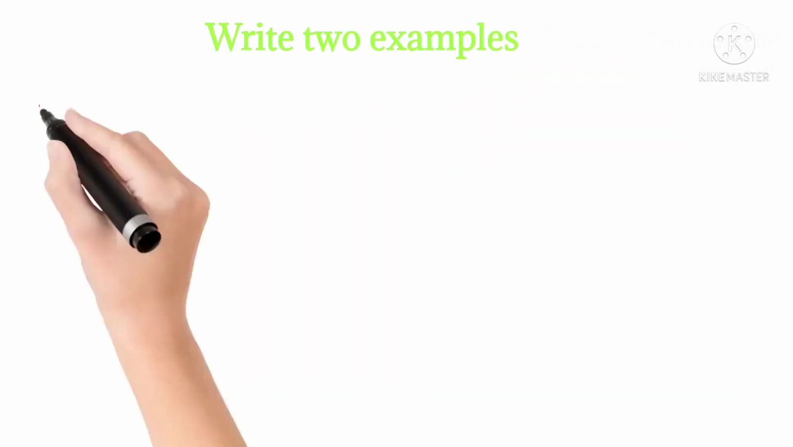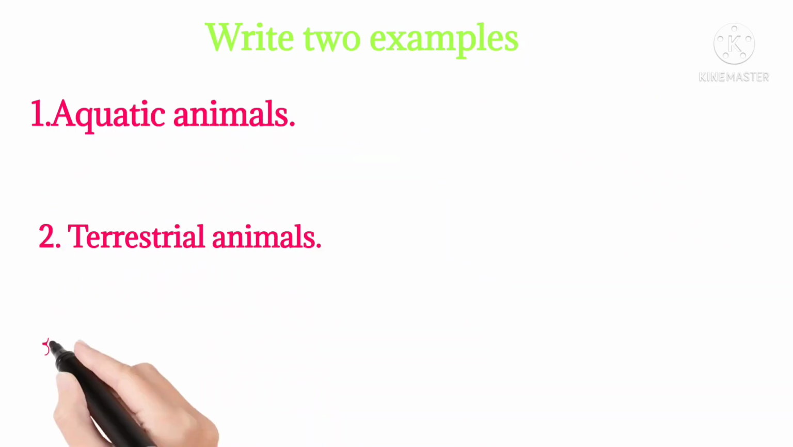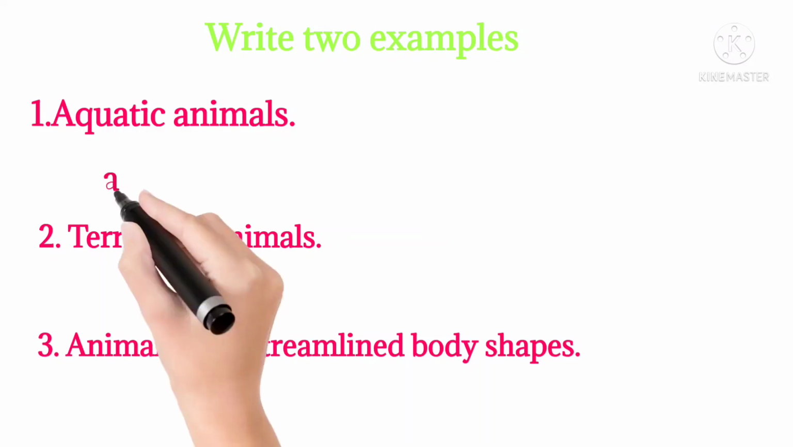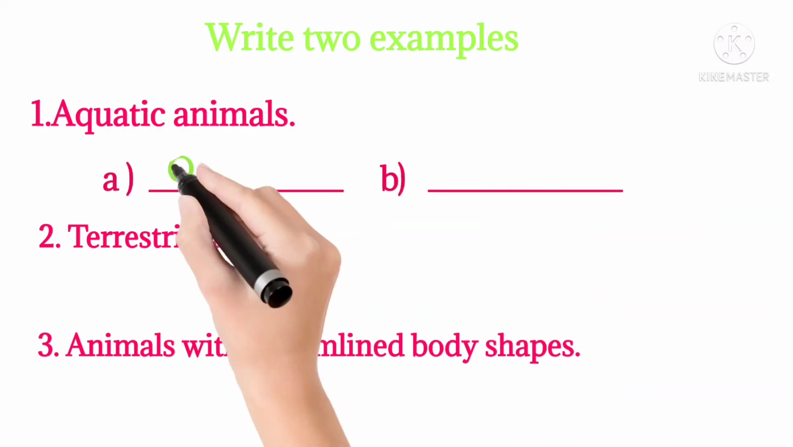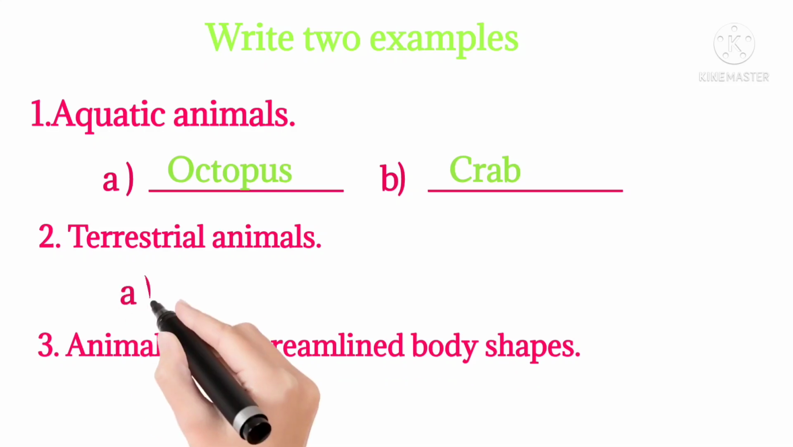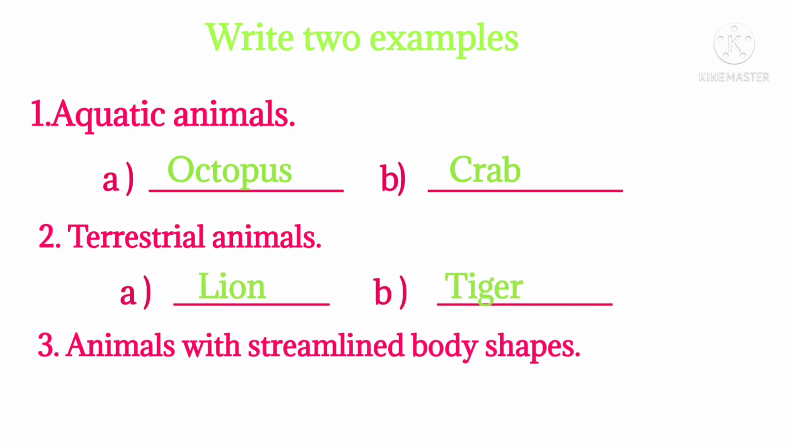Next, write two examples. Aquatic animals. Animals living in water are called aquatic animals. Examples: octopus, fish, crab, etc. Next, terrestrial animals. Animals living on land are called terrestrial animals. Example: polar bear, camel, lion, tiger, etc.